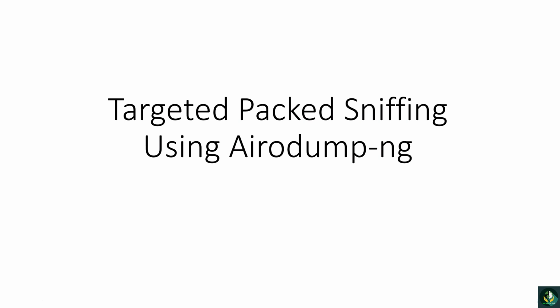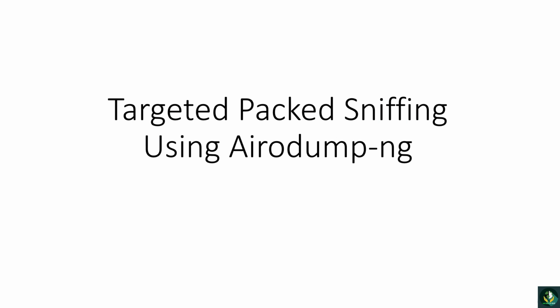So now we'll talk about how to target packet sniffing using Airodump-ng. Previously we saw how to use Airodump-ng to see all the networks that are within our Wi-Fi range and collect information about those networks, such as BSSID and the channel, the distance between us and the access point, the encryption used, and so on. And now what we'll do is eventually pick a certain network that we want to target, or a number of networks that we want to target.